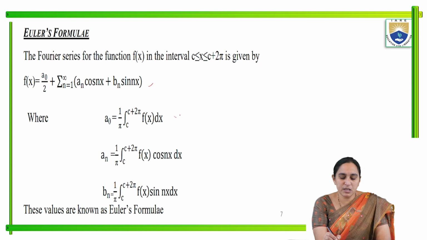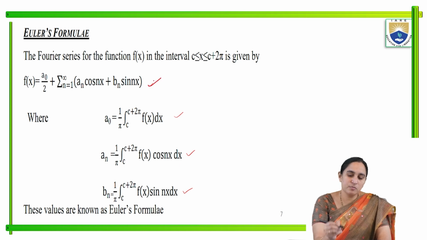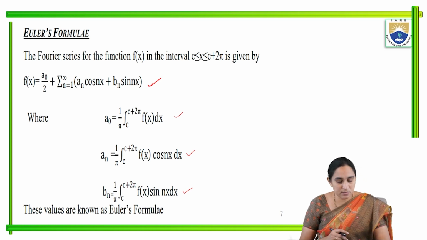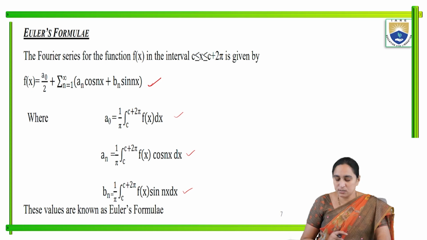What about the formula for a naught? That is 1 by pi into integral c to c plus 2 pi f of x dx, and an is equal to 1 by pi integral c to c plus 2 pi f of x into cos nx dx, and bn is equal to 1 by pi integral c to c plus 2 pi f of x into sin nx dx. Okay, this is the formula for the Fourier series, and these are the formulas for a naught, an, and bn. These values are known as Euler's formulae.